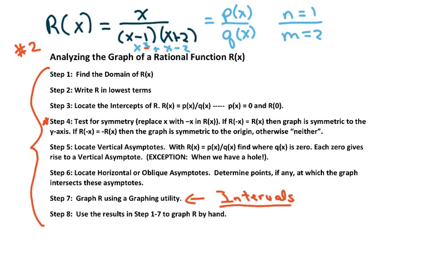Okay, so the first thing, we're going to find the domain of r(x). The domain is just going to be all real numbers, so we can just put the x there, but x cannot be 1 and x cannot be negative 2. The reason is that if you plug in 1 or negative 2, you would be dividing by 0, which we can't do. That's undefined. It's already in its lowest terms. And so we're going to start with step 3 on the next slide.